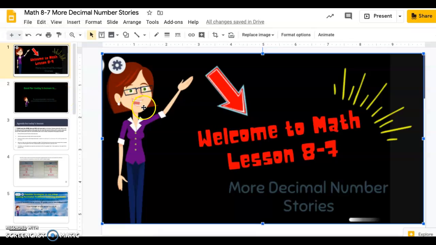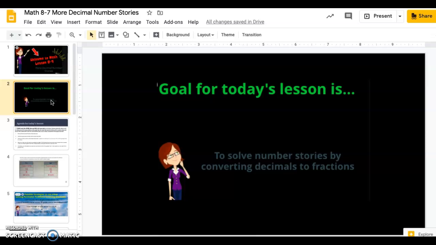Hi, fourth grade. We've got math here today. We're going to look at lesson 8-7, more decimal number stories. Our goal today is to solve number stories by converting decimals to fractions.